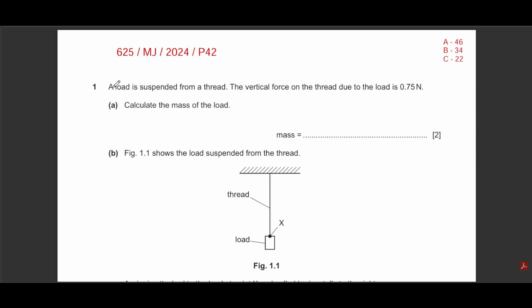This is Physics Paper 42, 0625 IGCSE, May/June 2024.